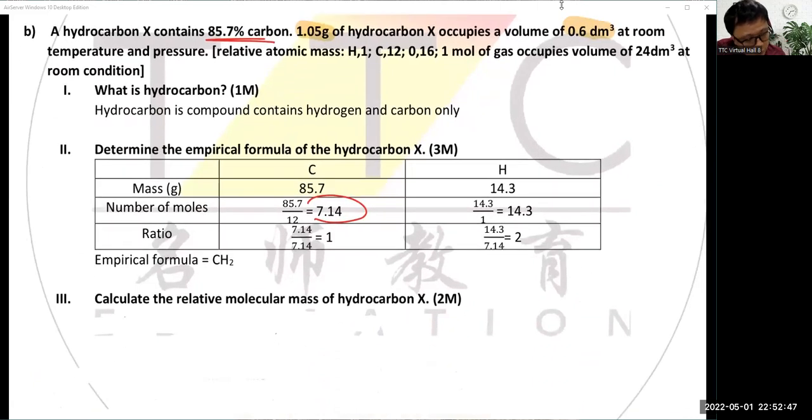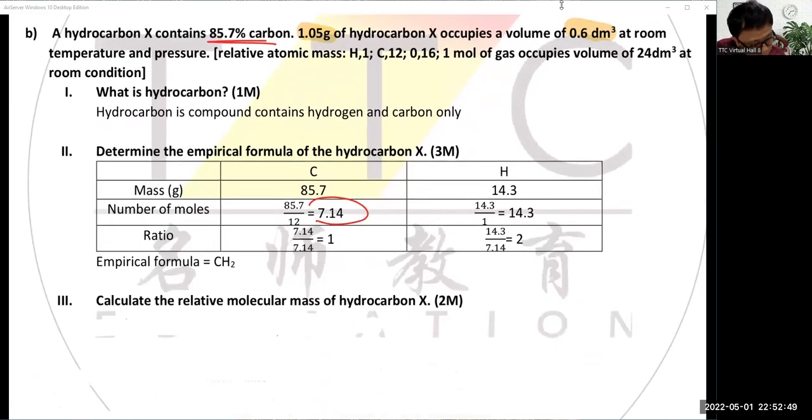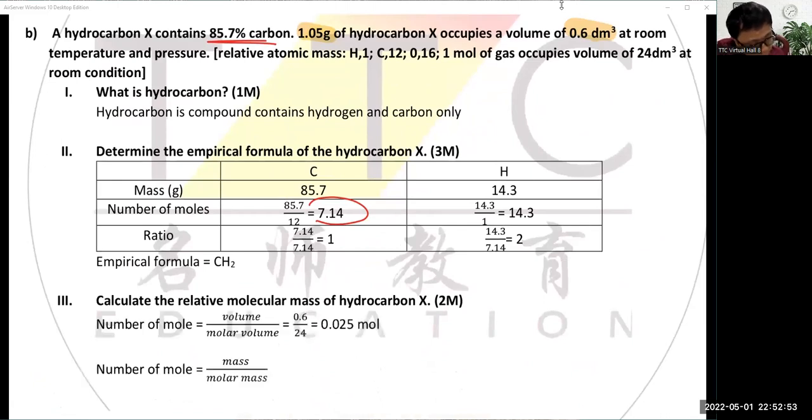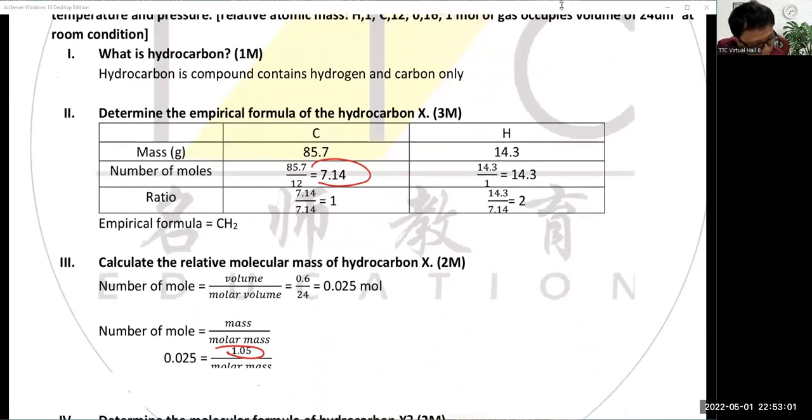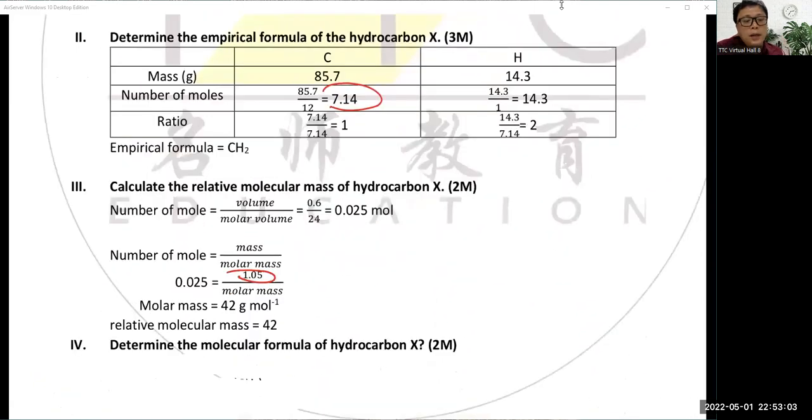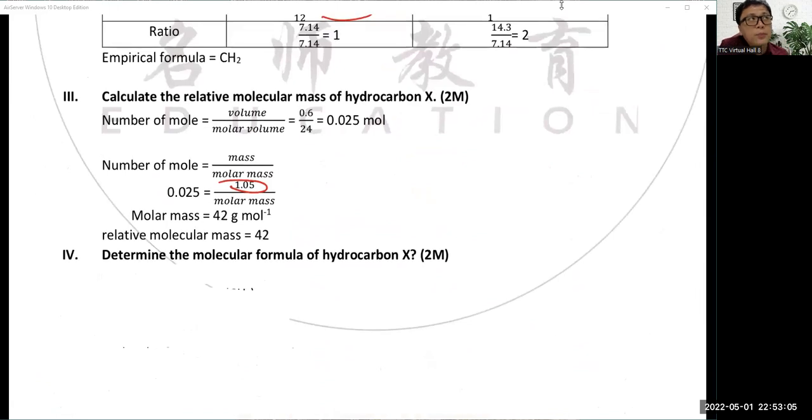So first, use the volume to find the number of mole first, 0.6 dm cubed. You divide, you get 0.025 mole. Then after that, 0.025 mole, the mass is 1.05. Then you can find your molar mass will equal 42 gram per mole, meaning the RMM, relative molecular mass, is 42. Then we have this as what we call the empirical formula.